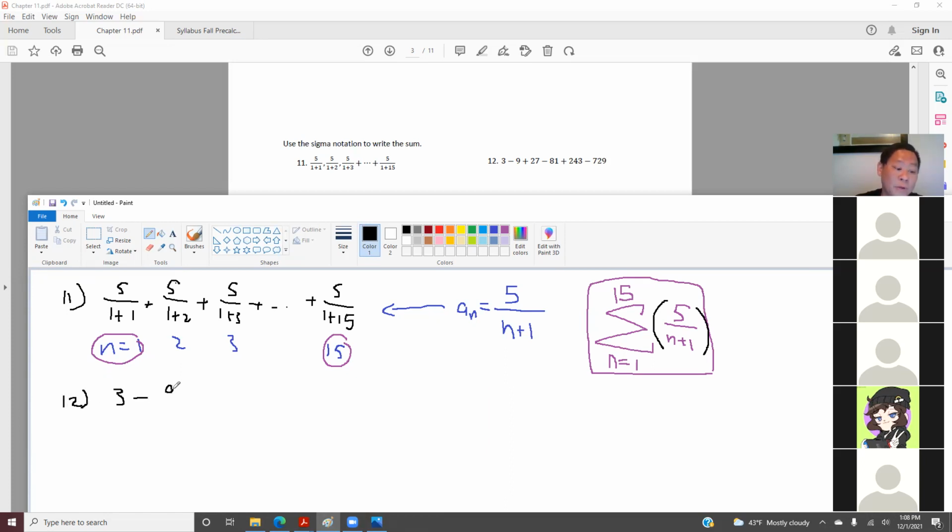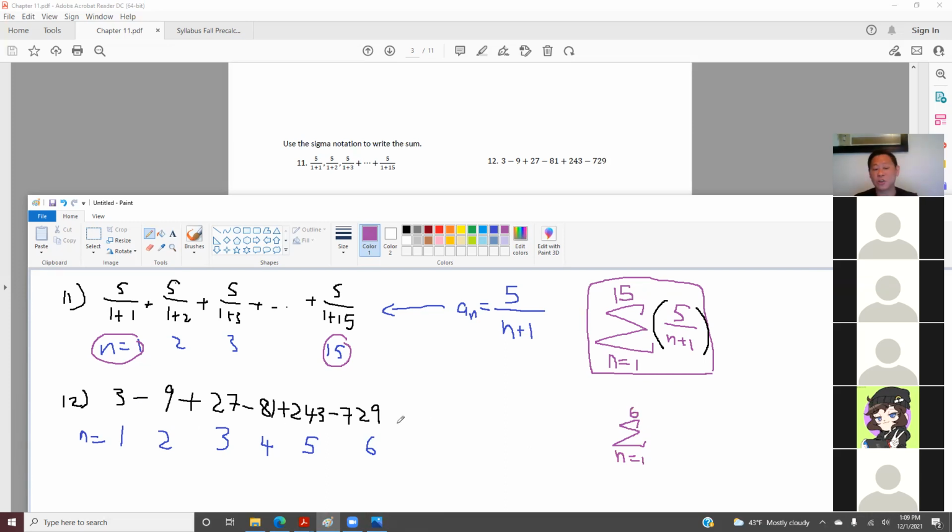So this is a little bit tricky. 3 minus 9 plus 27. Now you find out the first thing is your sign is alternating from plus to minus. The good news is we know that n in this case starts from 1, 2, 3, 4, 5, 6. So we know that it ends at 6. So the sum notation starts from 1 and ends at 6, because you got 6 terms here.